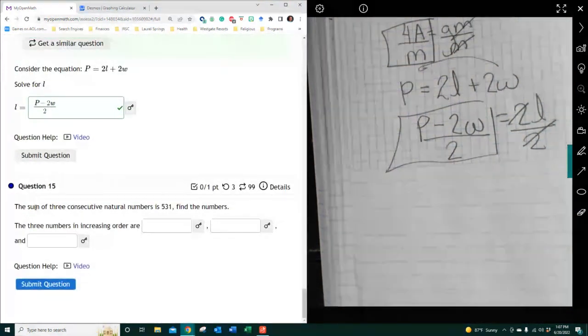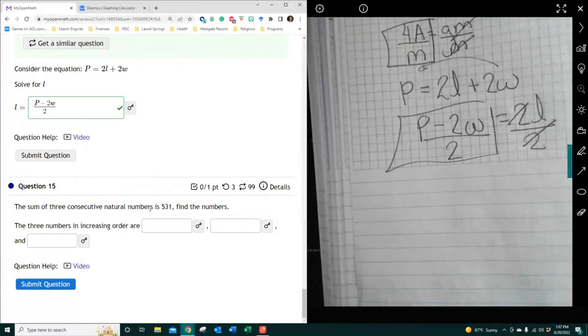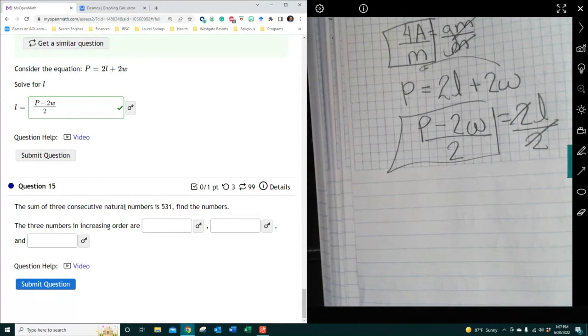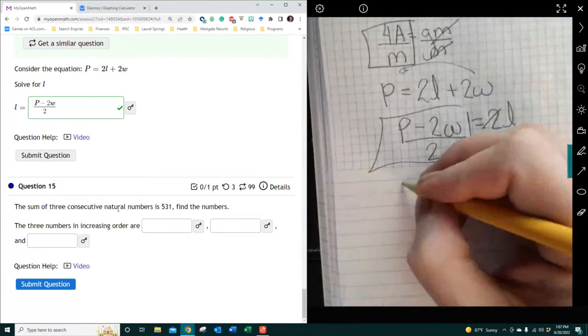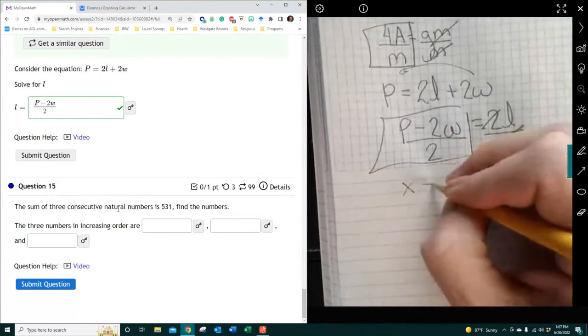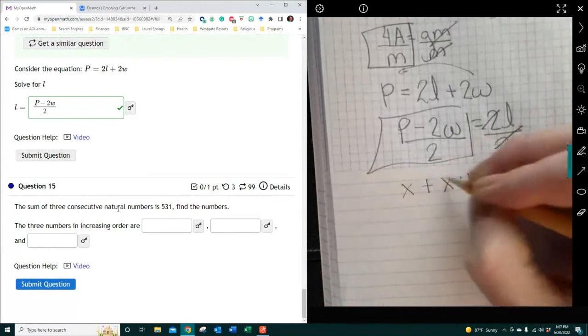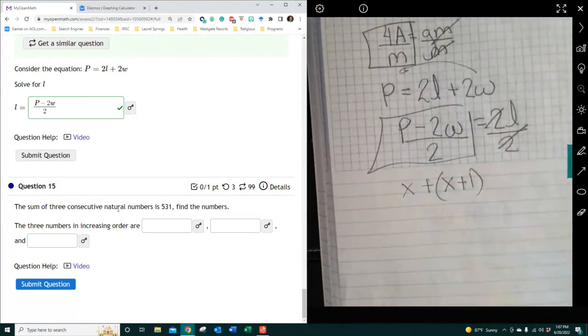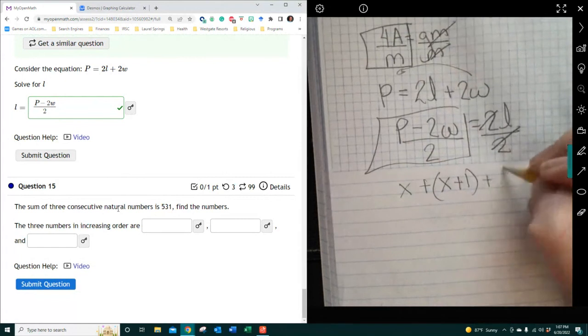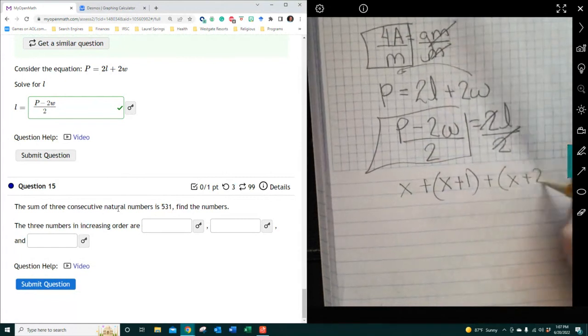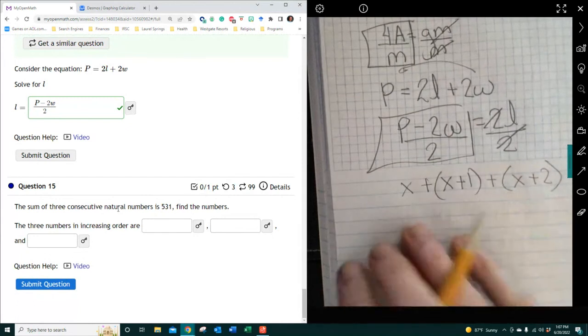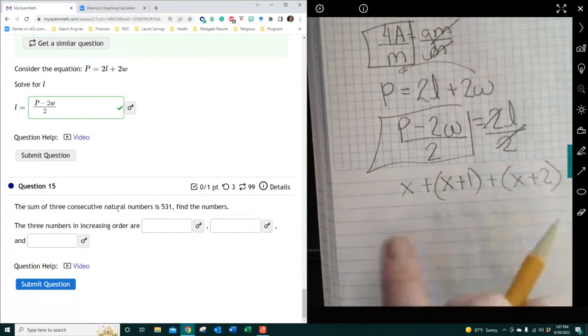Now this, the sum of 3 consecutive natural numbers is 531. Find the numbers. So we're talking about the way we count, right? So not zeros and stuff. So natural numbers. The way it works is 3 consecutive, so it's going to be x plus 1, because that's the next consecutive number after we find our first number. And then it's the same number plus 2, because that'll be the next number after the sequence. So whenever we're talking about consecutive integers, we are looking at this.